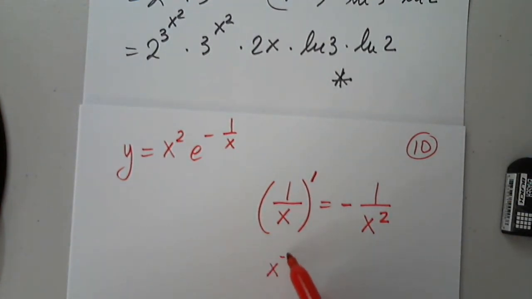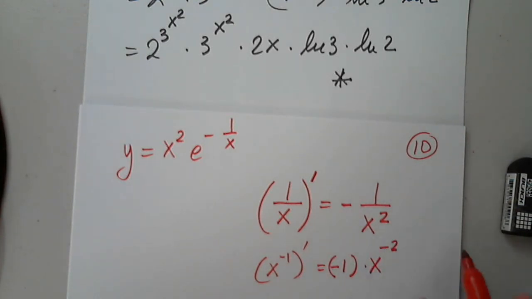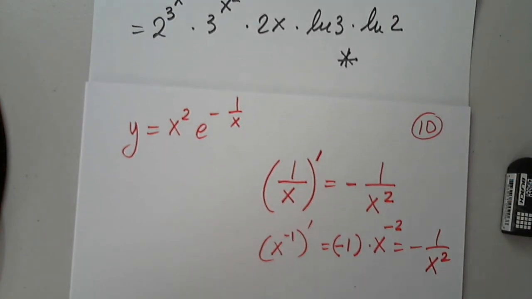This is x to negative 1. When I differentiate, I bring down negative 1. I subtract 1 from the power, and that's it. So that's how I get negative 1 over x squared. Of course, if I put negative here, this will be positive. So negative 1 over x prime will be 1 over x squared.